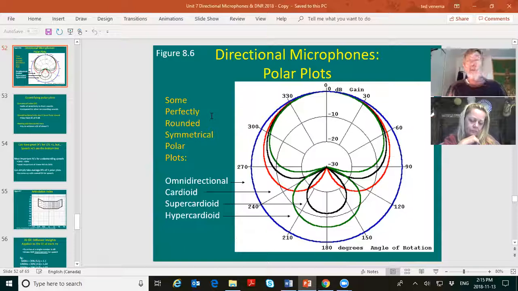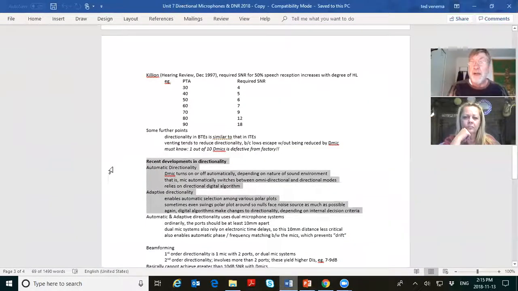You see, what's digital about all this is this. Automatic and adaptive. That's the digital stuff. It's the algorithms in the hearing aid that tell the mic whether to go into directional mode or omnidirectional mode. And it's the digital algorithms inside the hearing aid that tell the mic, change into a cardioid direction, now become supercardioid, now become that figure 8, now become hypercardioid.